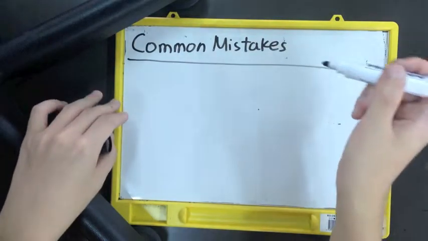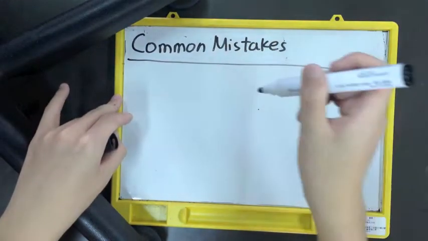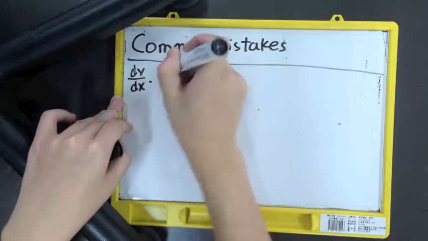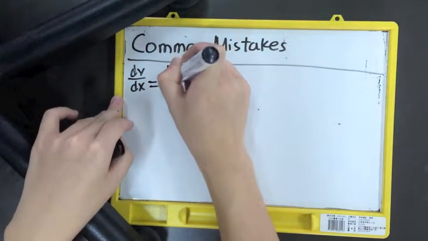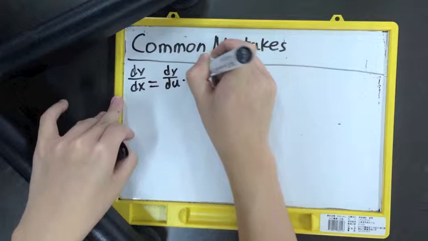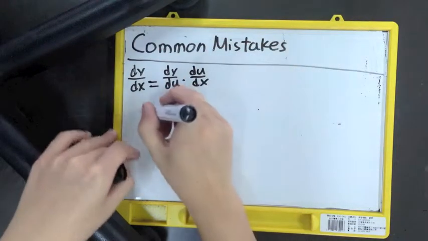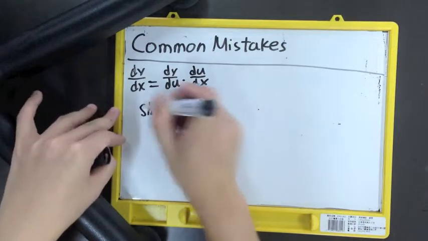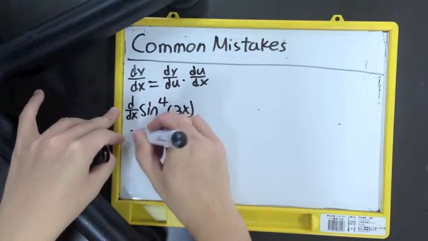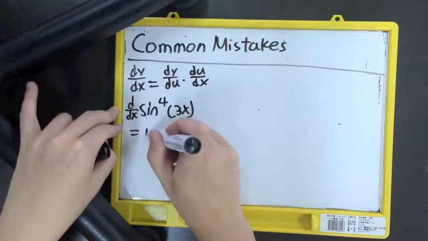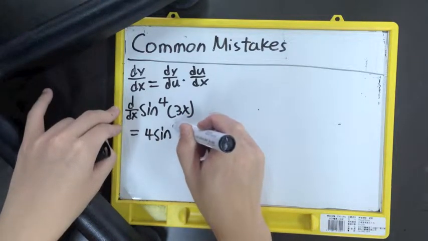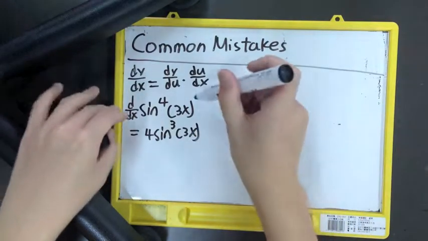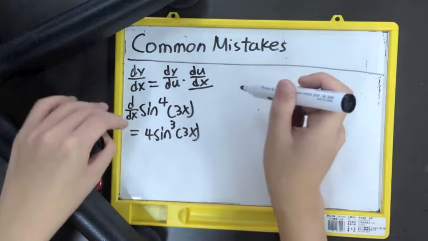So the common mistake for the chain rule and implicit differentiation is that people sometimes forget to multiply by the second part of the differentiation into the answer. For example, when doing a question like sine to the fourth of 3x, people tend to write 4 sine to the third of 3x and just leave it like this, which is wrong because they forgot to multiply by the du over dx part.